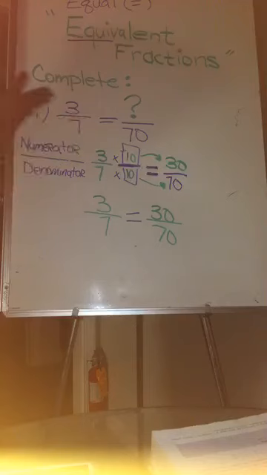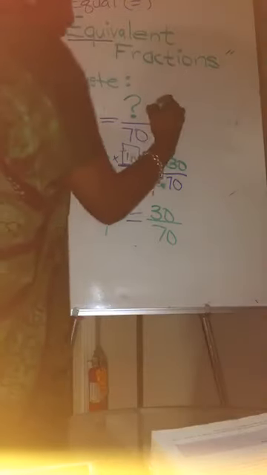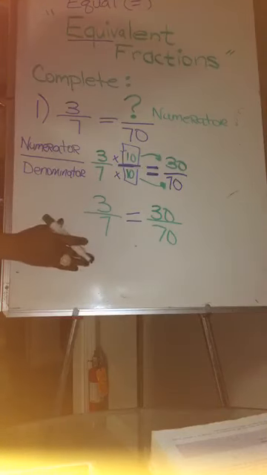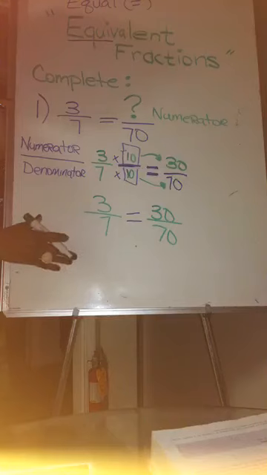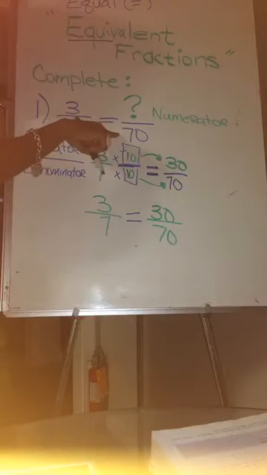So if they give you a problem like this and you're missing either the numerator, which we are missing the numerator, okay, let's put that here. And I'm going to do one where you're missing the denominator, okay? So now we know how to complete equivalent fractions here. All right, so I'm going to erase and do another one with the denominator missing.